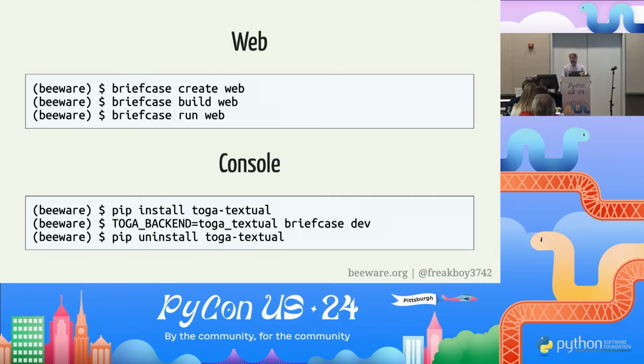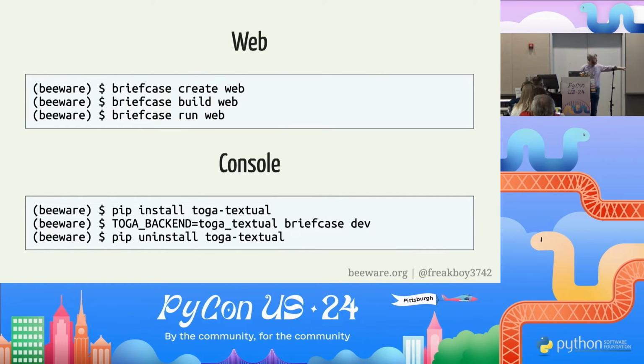We're then going to install Toga's textual backend into your local environment with pip install toga-textual, and then slightly modify how we run briefcase dev. When you set the Toga textual backend and run briefcase dev, that will run the app using the textual backend, which is a console framework. And so you'll see exactly the same user interface, but this time rendered in ASCII text in your terminal.